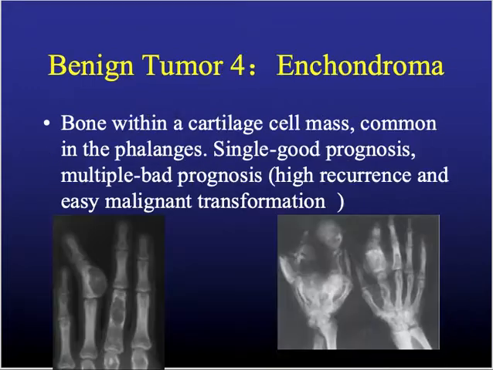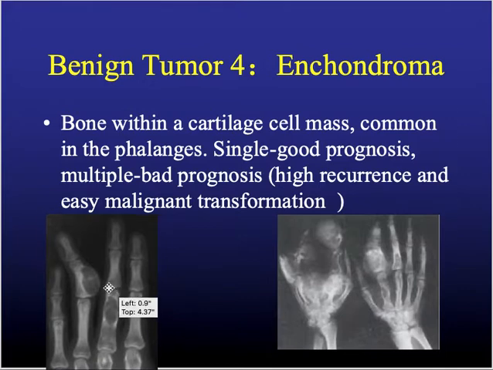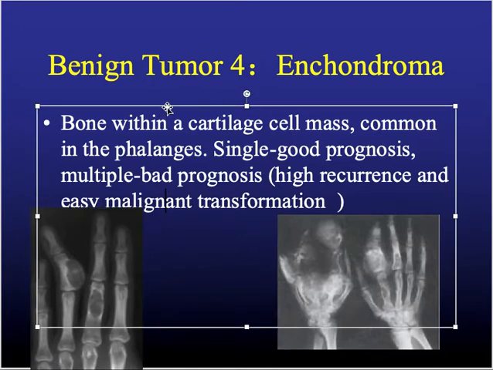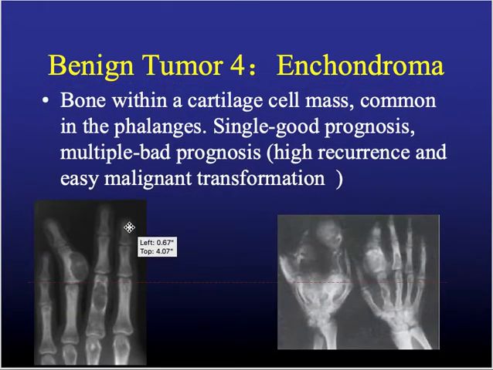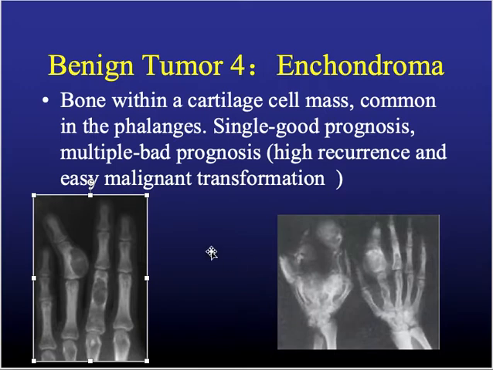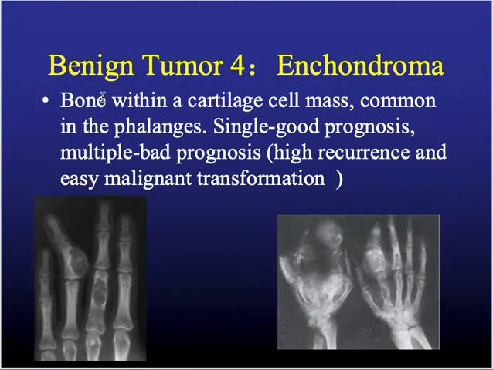This is our fourth benign tumor and probably the last benign tumor which we are going to study. This is called enchondroma. The photographs or X-rays I included here are of the digits, the X-ray of the hand. This is bone within a cartilage cell mass, common in the phalanges. Single, good prognosis; multiple, bad prognosis. Enchondroma is a benign cartilage tumor found inside the bone, see this one, or this one.